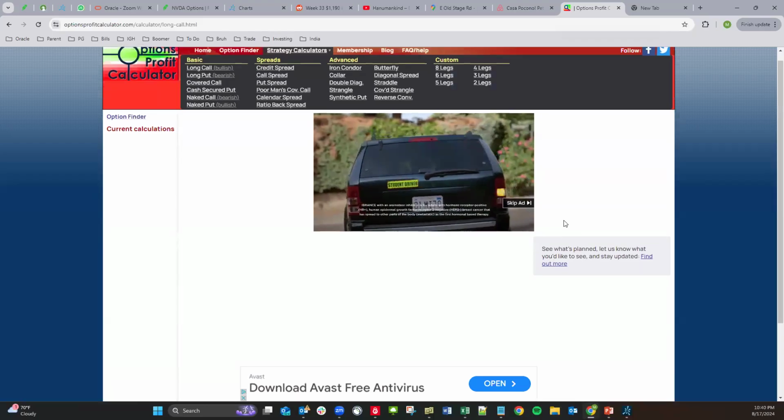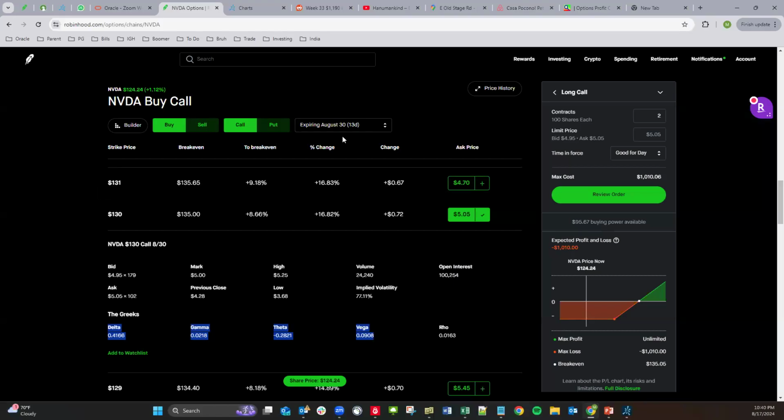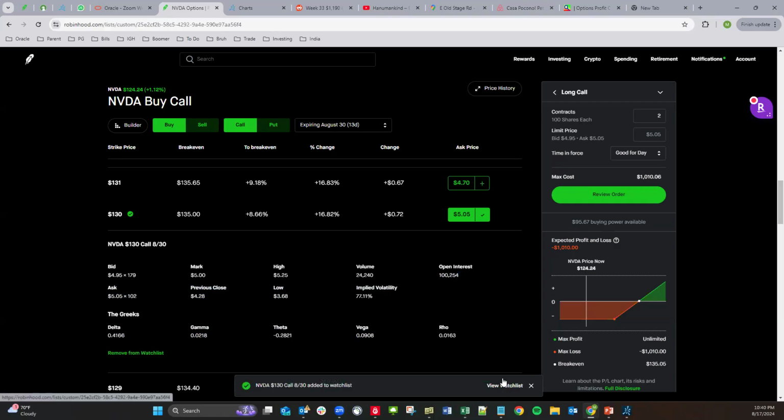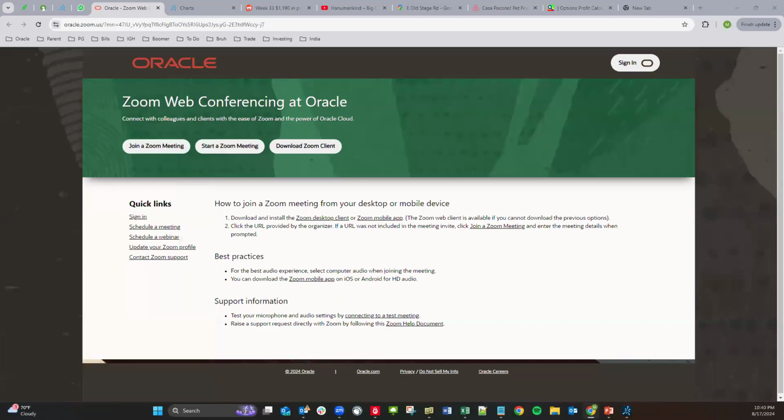Okay, this is not coming. But okay, I'll try to explain this. Wait, I think I can simulate it and show it in Robinhood itself. So let's take this. See, Robinhood has this watch list option. You can do this and then view the watch list. So NVIDIA 130 call. Okay. Are you guys able to see the Robinhood?